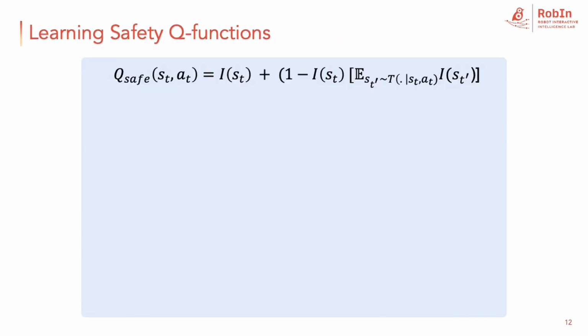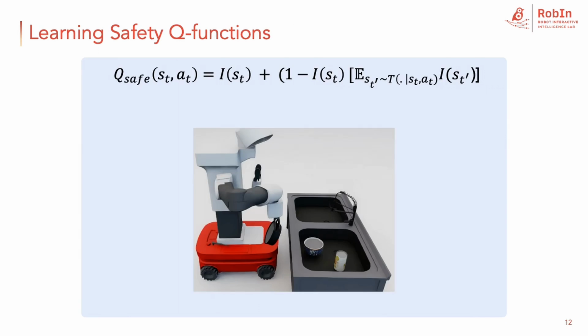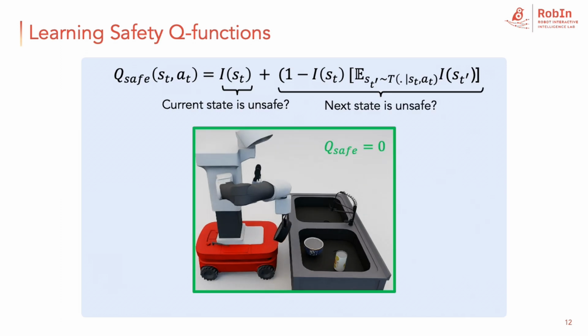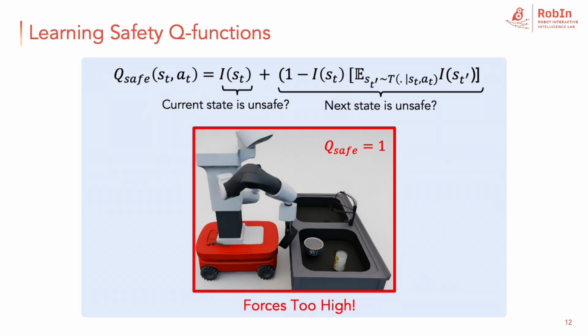At the core of SafeMimic are the safety queue functions. We train them in simulation because training them in the real world would be dangerous as the robot needs to actually experience unsafe actions to learn this model. The queue value is 1 if the current or next state is unsafe and 0 otherwise. For example, placing a pot in the sink is safe until it collides, then the queue value jumps to 1.